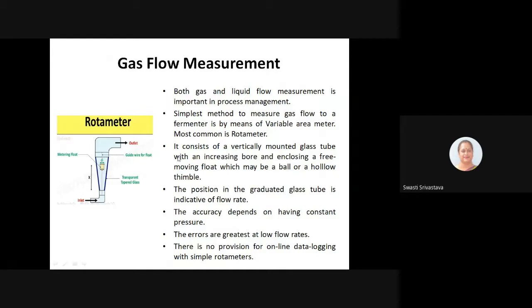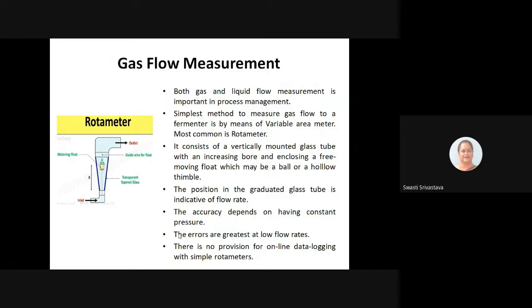It consists of a vertically mounted glass tube with an increasing bore and enclosing a free moving float, which may be a ball or a hollow thimble. The position of this float in the graduated tube is indicative of the flow rate. The accuracy depends on having a constant pressure, and the errors are greatest at low flow rates. There is no provision for online data logging with simple rotameters. Different sizes can cater to a wide range of flow rates.